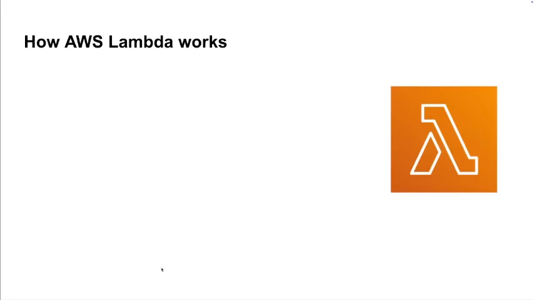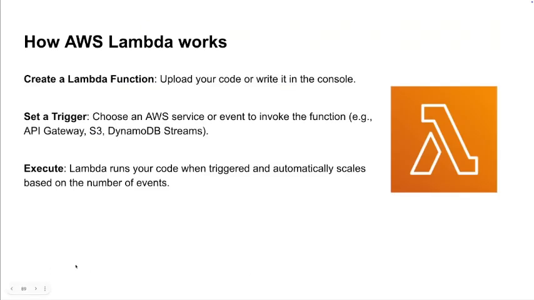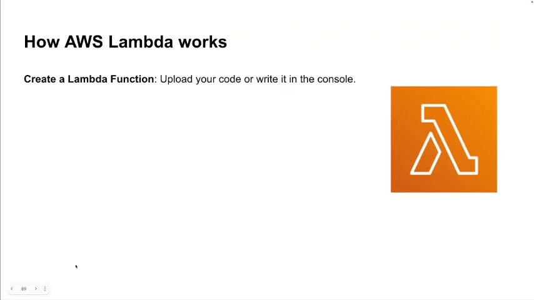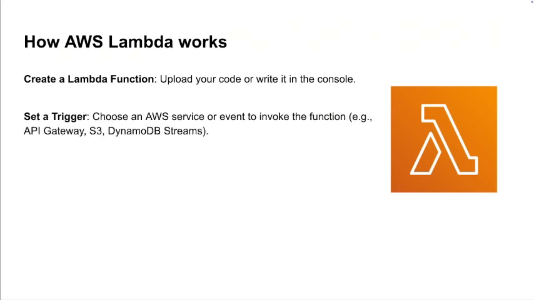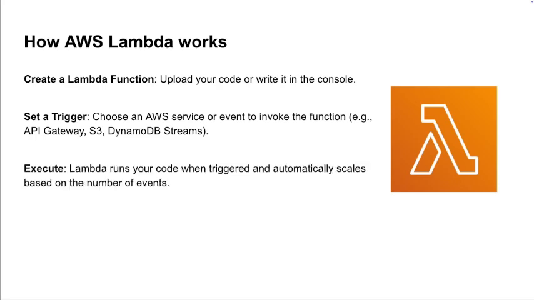So how does it work? Well, you create a Lambda function by uploading your code or writing it in the console. The AWS Lambda environment has a code console where you can type your code. You set your trigger, so you can choose a service that would invoke this function, which I mentioned earlier. It could be an API Gateway or an S3 bucket event.